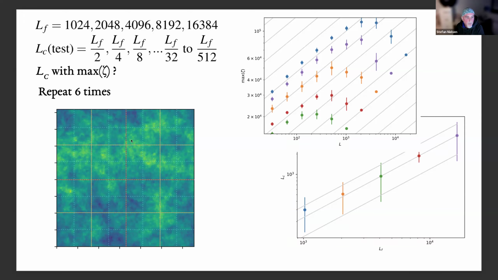So this is a representation of what I did. So first I divide the fault L by 2 by taking this red line and creating 4 subfaults. Then I divided again by 2 with the orange line and created 16 subfaults, and then by the blue dotted line and created 32 subfaults, and so on and so forth.